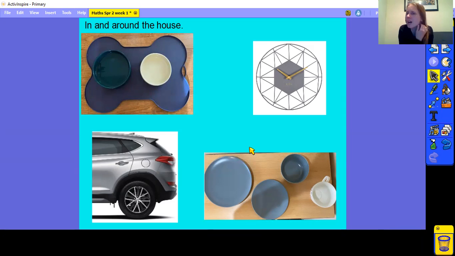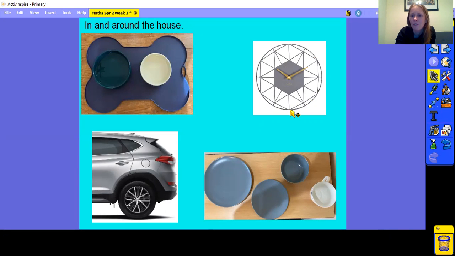Now, let's have a look at the clock. The clock's quite tricky, isn't it? Can you spot the circle? That's right. The circle is the one curved side that goes all the way round. Did you spot any other shapes inside the circle? What shapes did you see on the clock?